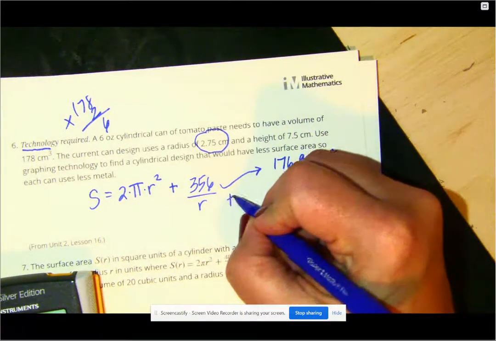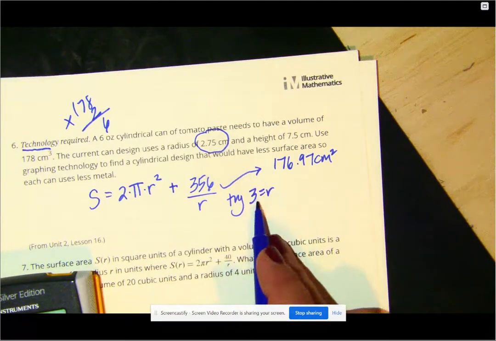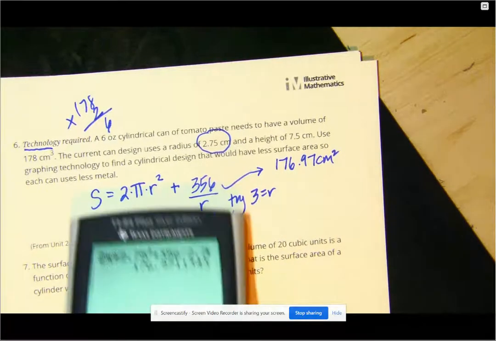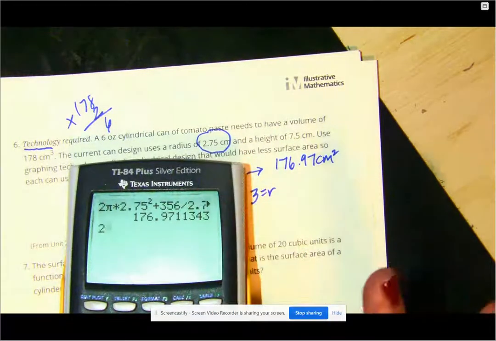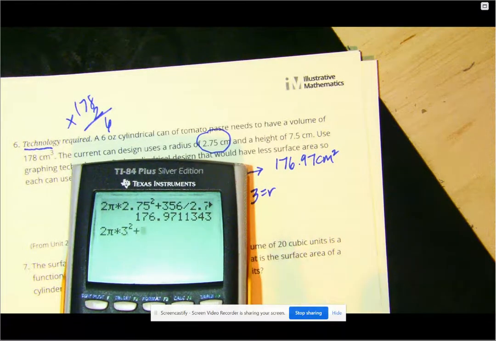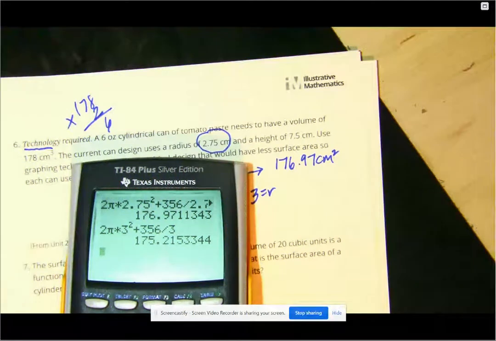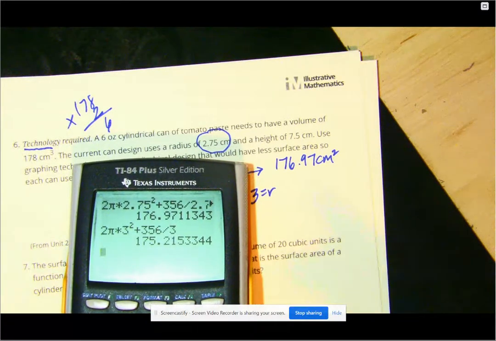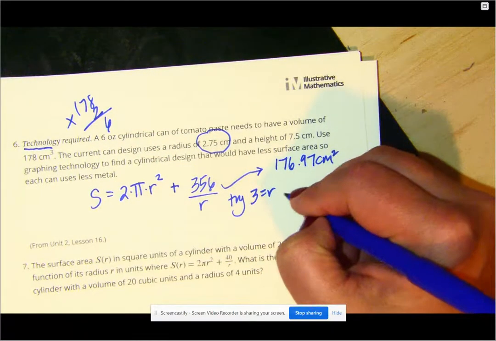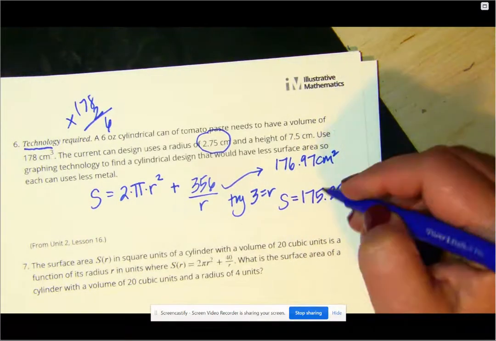So now I'm going to try 3 for the radius. So now I'm just going to go to my calculator. I'm going to take 3 and I'm going to plug it in right here and right here. And I'm going to see if I can get a number less than that. So here we go. 2 pi times 3 squared plus 356 divided by 3. Look at that luck. 175.2. So a radius of 3 gets me a surface area of 175.22 centimeters squared.